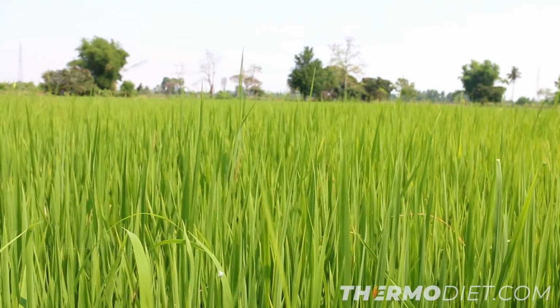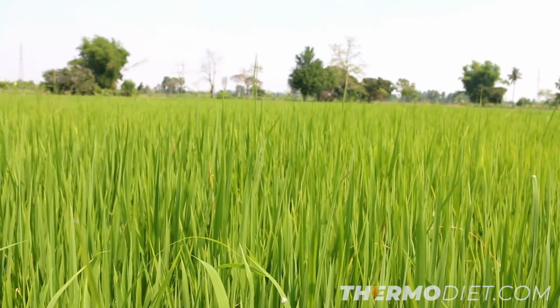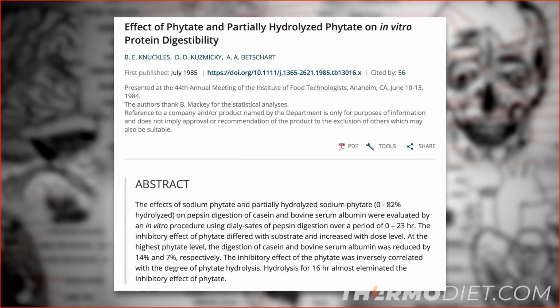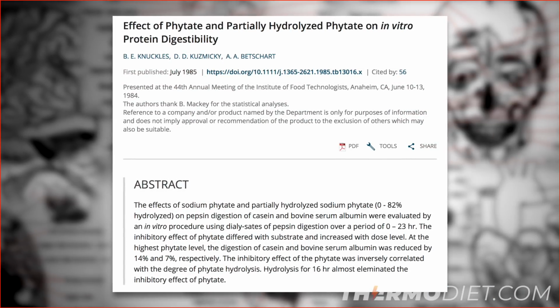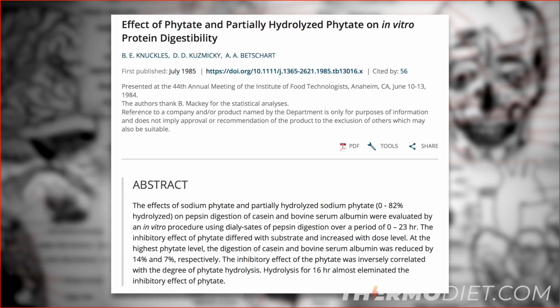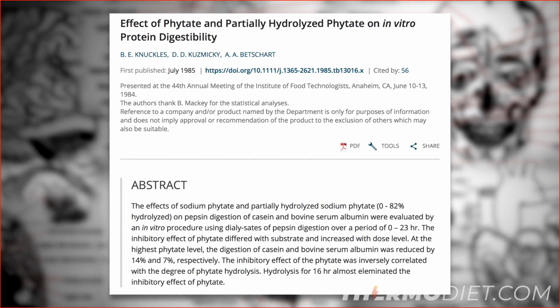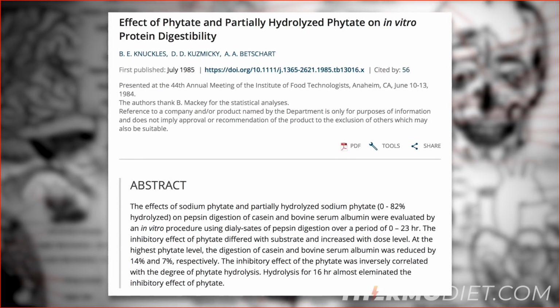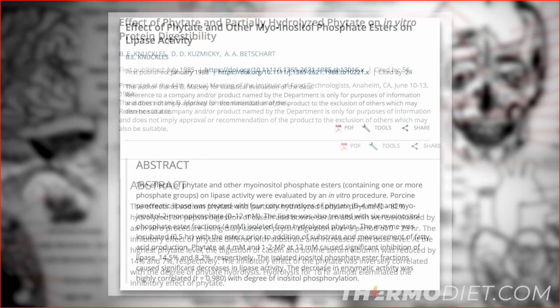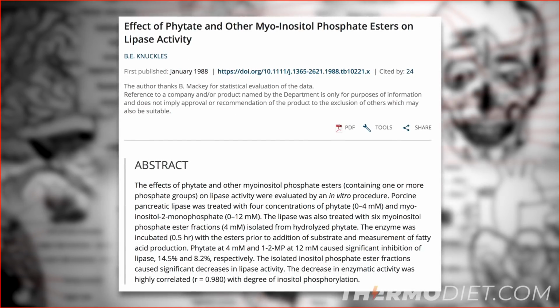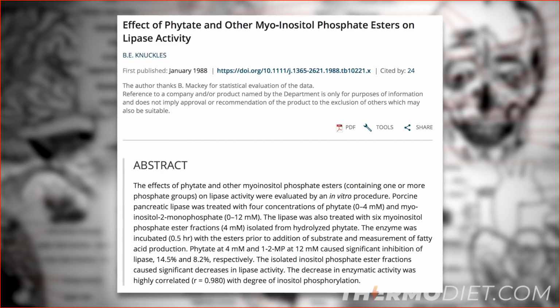It makes it indigestible in humans in a lot of cases. So this study showed that sodium phytate actually decreased the pepsin activity in the digestion of protein. So that's basically hurting your gut, essentially. This study showed a dose-dependent manner of phytate causing inhibition of lipase activity.